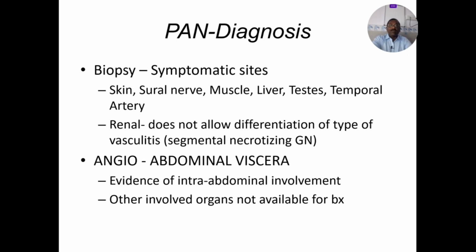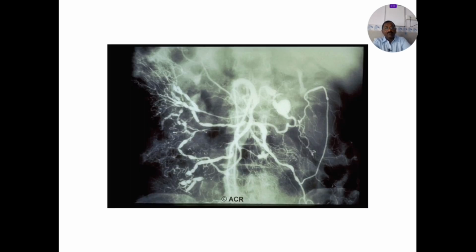Polyarteritis nodosa, how to diagnose it? The biopsy is the rule here. It's the gold standard. Skin biopsy or sural nerve biopsy, muscle biopsy, liver biopsy, testis, temporal artery. Renal biopsy does not allow differentiation of the type of vasculitis, segmental necrotizing glomerulonephritis. Angiography, abdominal, evidence of intra-abdominal involvement, other involved organs not available for biopsy. See the picture here.